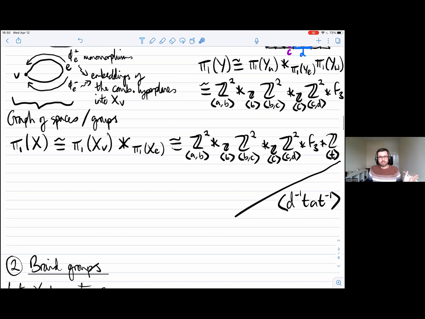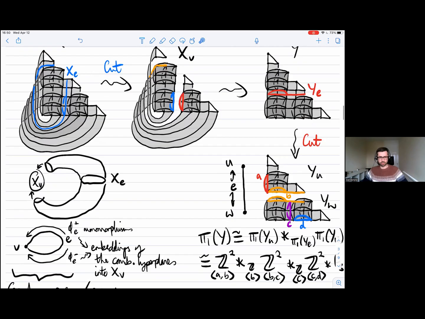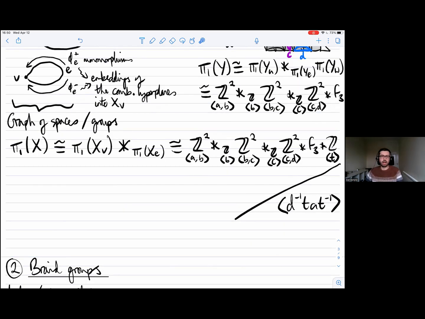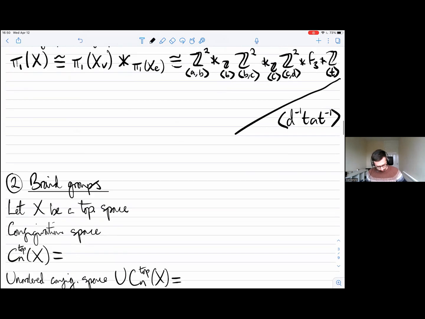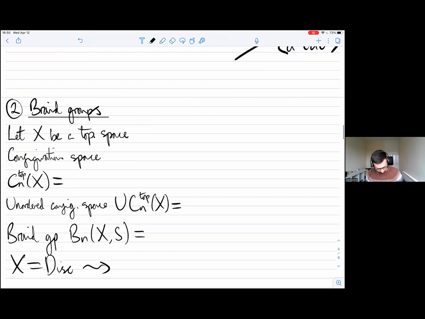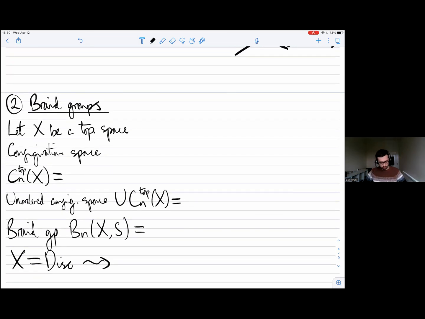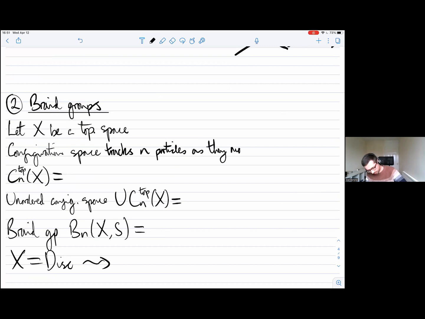Okay, great. So we've seen that this somewhat complicated cube complex can be decomposed, and we can actually compute quite explicitly what its fundamental group is. And we're going to bring this technology to braid groups. So, right, let's define a braid group first of all. So we're going to start with a topological space, any topological space, and then the configuration space is going to track the motion of n particles as they move around X.